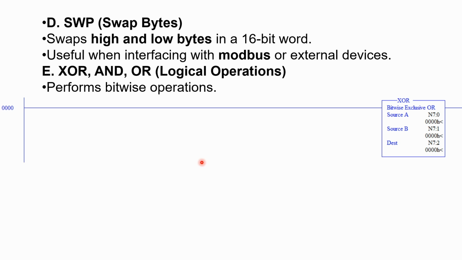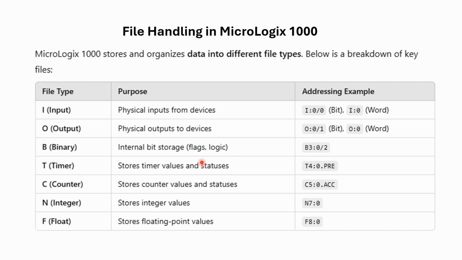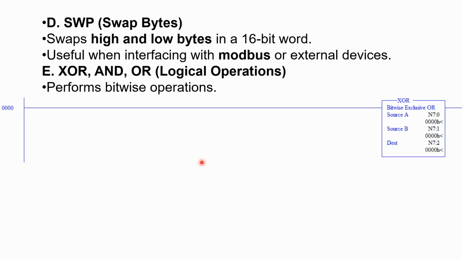The one that I'm showing here in the diagram is the XOR. You have XOR and OR, which do logical operations. XOR is a bitwise exclusive OR instruction. You've got some other ones here, the AND and the OR, which are just Boolean logical operators that you have access to in the PLC.